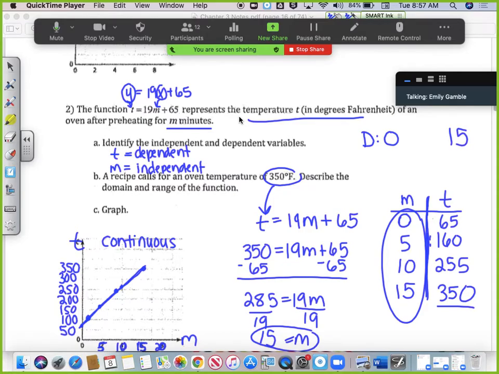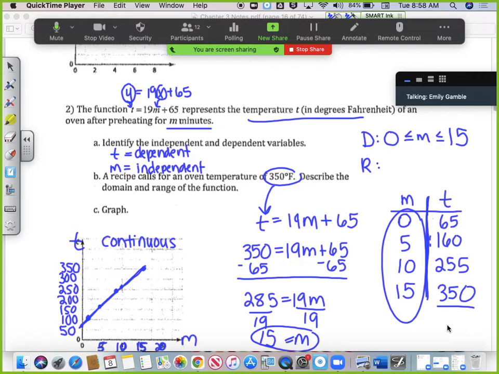So the domain for this, and unfortunately because they used M and not X, I have to use M here instead. The domain would be anything from 0 to 15 minutes for your independent variable. And then the range is going to be the minimum that the oven starts at to the maximum that the oven reaches. So then you're looking at these numbers here in the temperature.